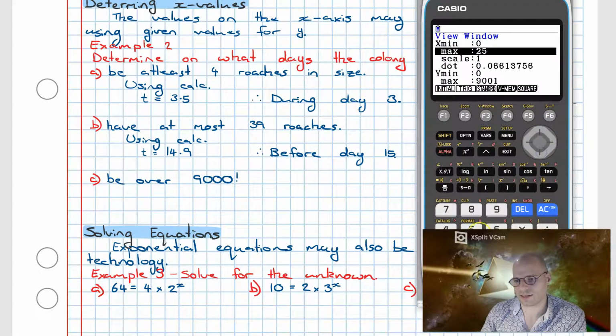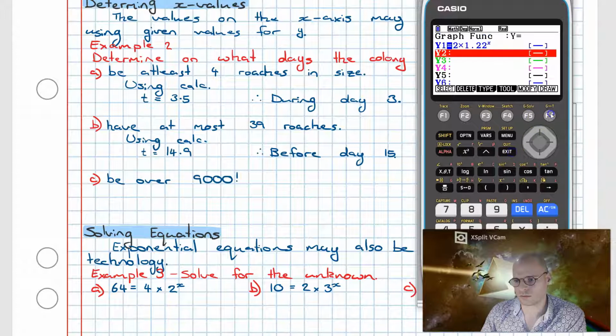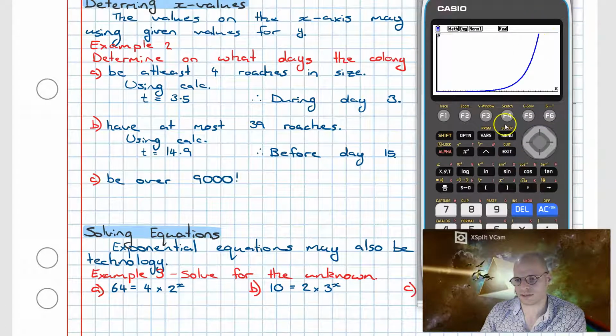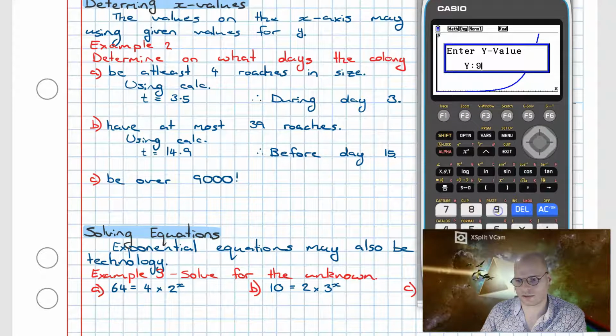So it's our x-axis that needs to go up. So we'll go to day 100, and thus we can easily see it. Modifying the V-Window again, we'll go to 50. So it's a bit of guess and check, and that's good enough. Now we'll go G-Solve, X-Cal, 9,000.